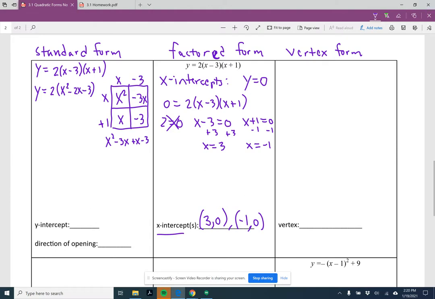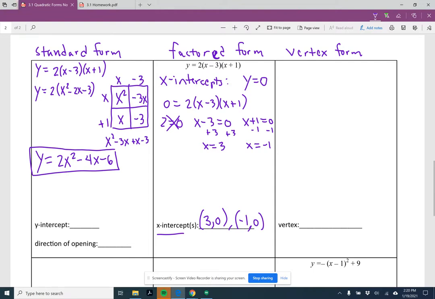And we don't have to use the box method. You could distribute, but be careful doing it. The 2, I'm going to distribute it last. So then we have y equals 2x squared minus 4x. Let's write it down here where I have more room. Minus 6. There's our standard form.